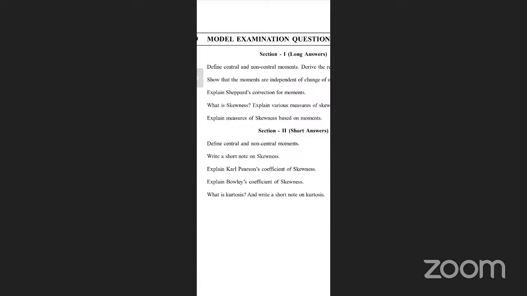Write short notes on kurtosis means you should write the definition of kurtosis and what the types are: type 1, type A, type B, type C. There are diagrams, so you should write about them along with the diagrams. These are the important questions in unit number 6.